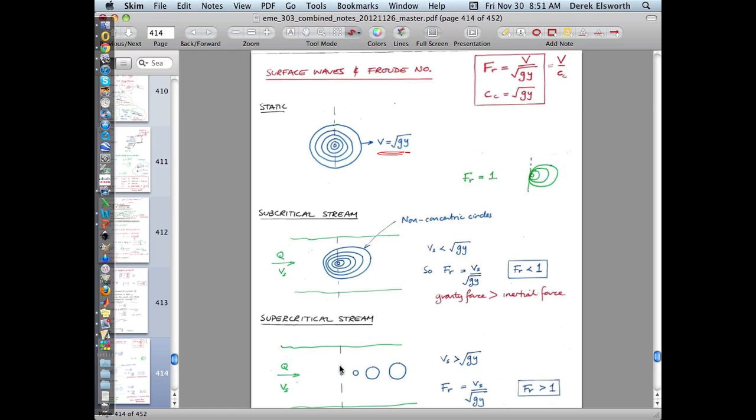So if the water is coming down here at the same speed that the wave can go up here, then what would it look like? It would look like this. Dot here, and there'd be a circle, and there'd be a circle, right? So this is exactly where the velocity of the stream is equal to the velocity of the celerity wave, right? Vc.